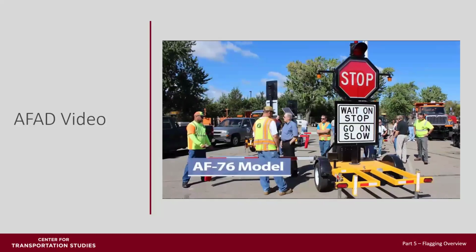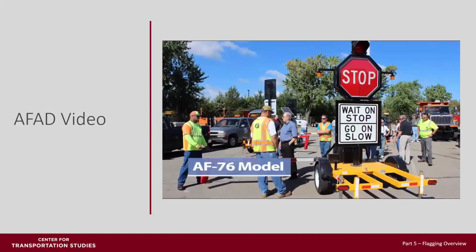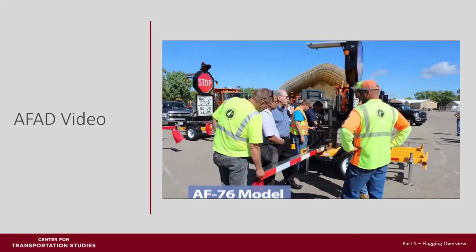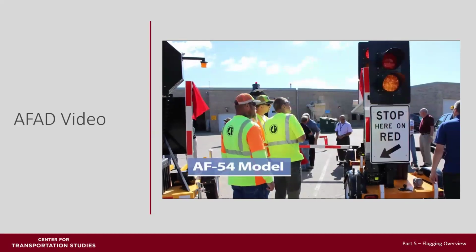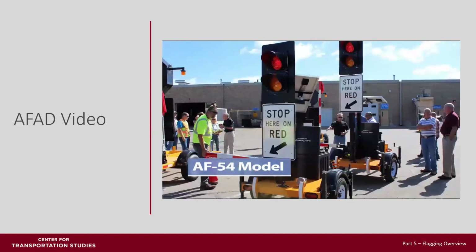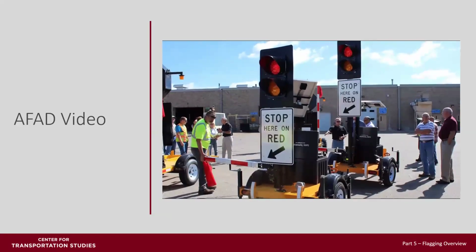We have 2 different styles here. One's a little bit wider than the other one, so you need a little bit wider shoulder to put the auto flagger trailers on. And then the other style we have is a little more narrower for roads like what we have today, where you can get it off on a smaller shoulder.